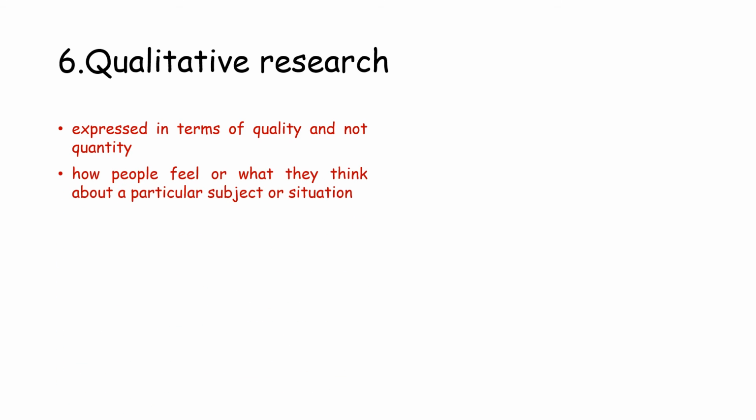The next type of research is qualitative research. It is the opposite of quantitative research. Qualitative research is basically concerned with qualitative phenomenon that is expressed in terms of quality and not in the form of numbers. Qualitative research aims to find out how people feel or what they think about a particular situation. It is based on words, feelings, and emotions that cannot be expressed in terms of numbers.